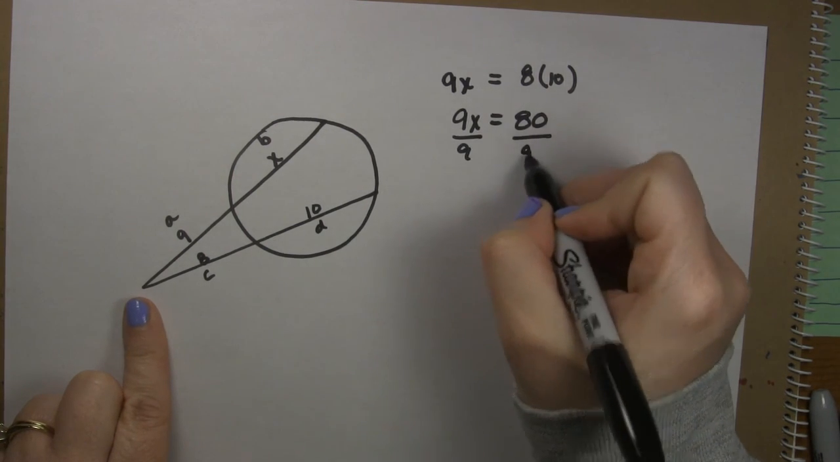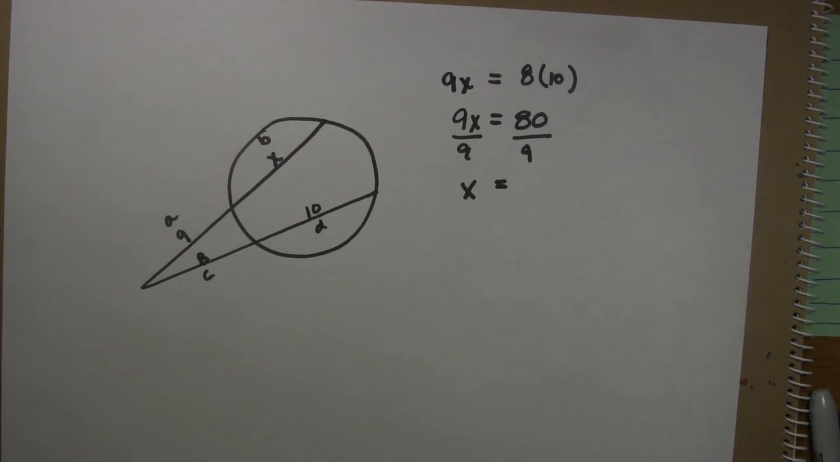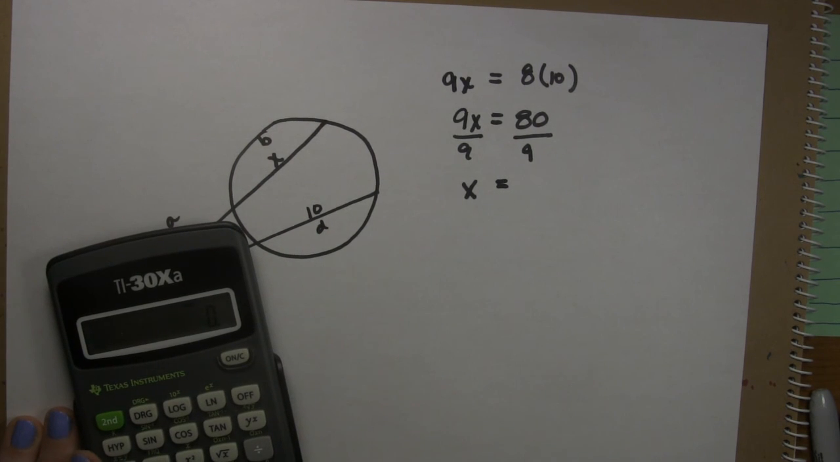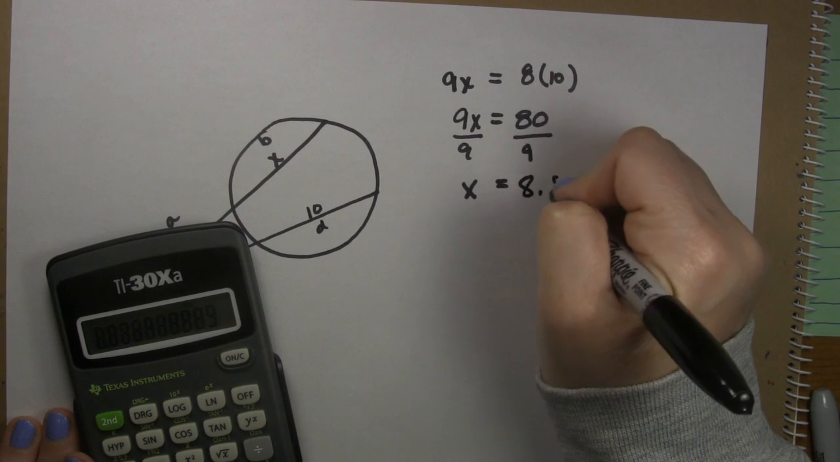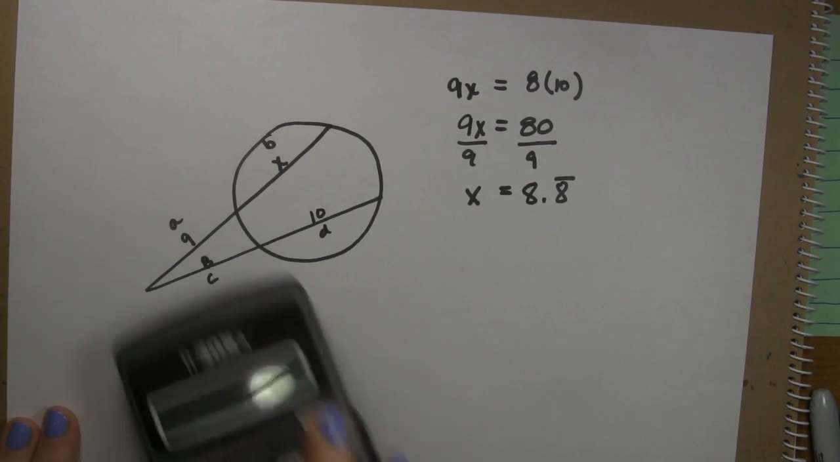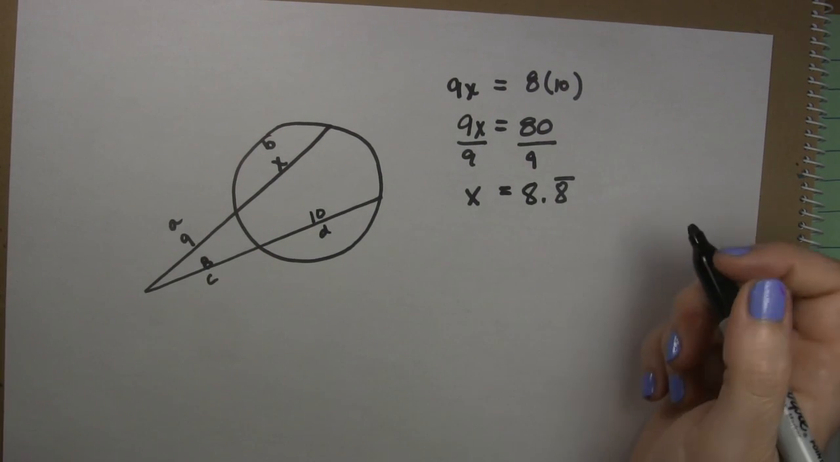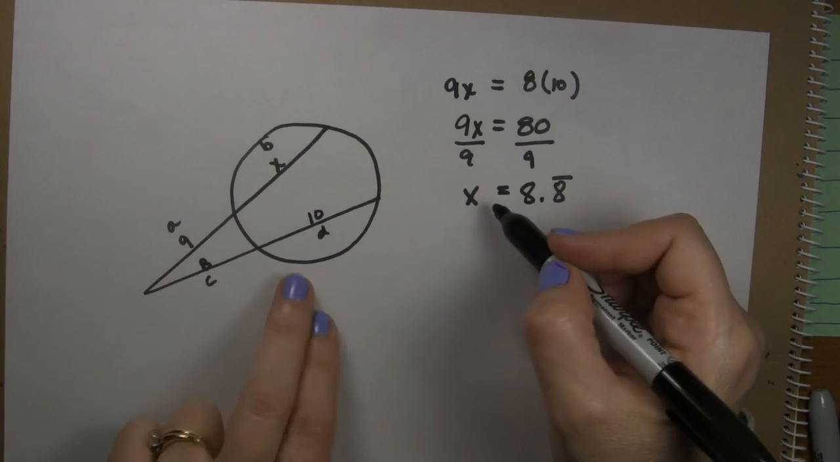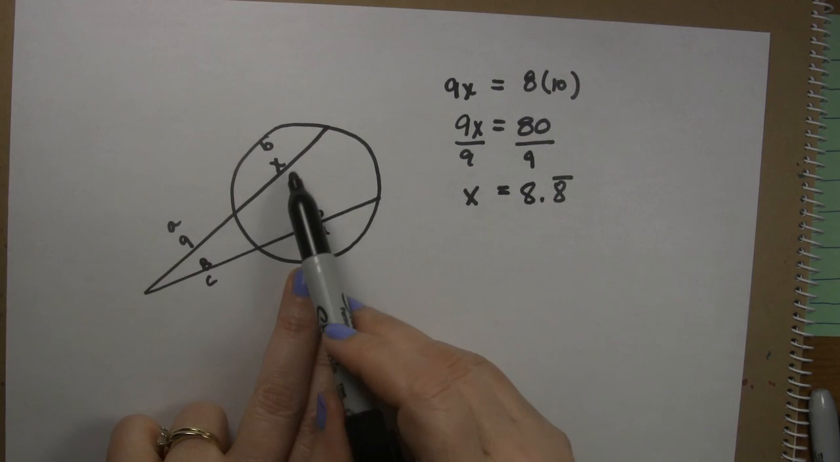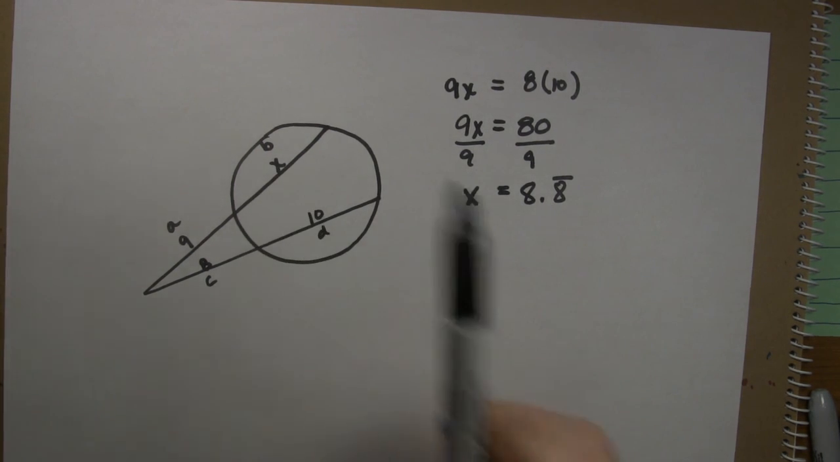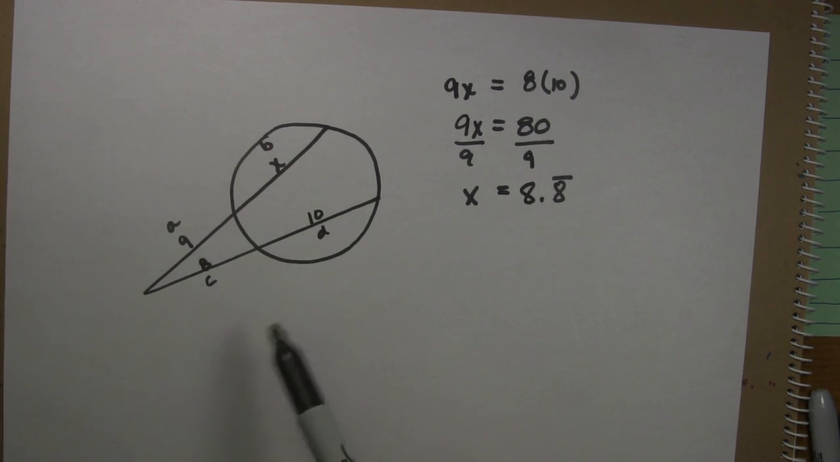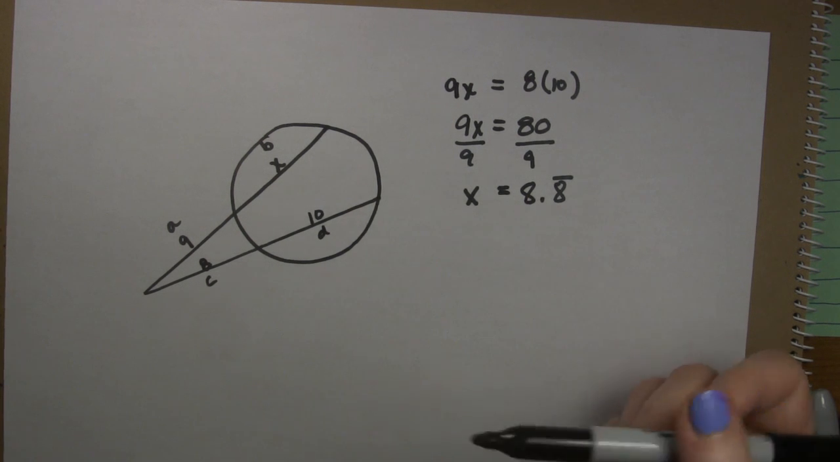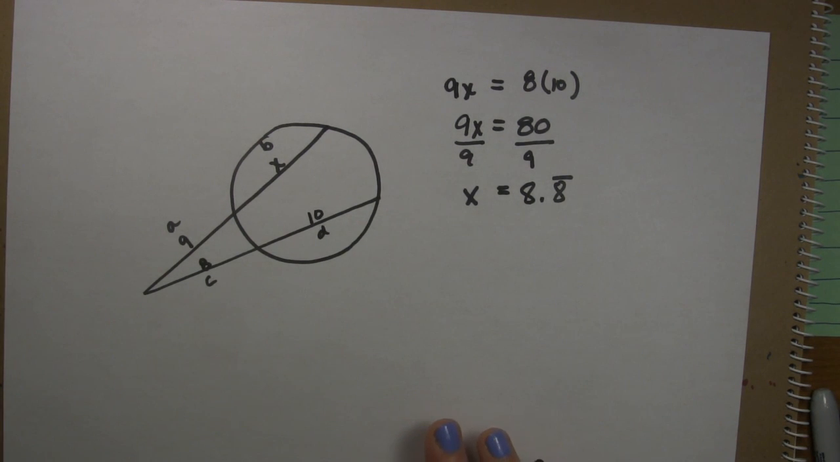Divide both sides by 9. X equals, I need my math. It's almost a 9, but not quite. 8.8888888. So that is the length of, I said X. Oh yes, X is what it is, right there. So that is the length of that. So that would be 8.8. Isn't that cool? Yeah, okay, so that is the intersecting chords theorem.